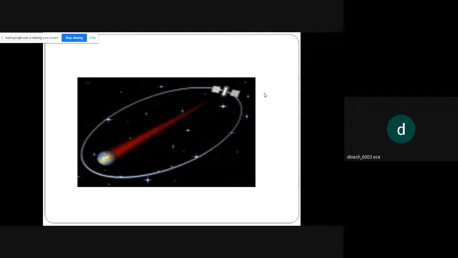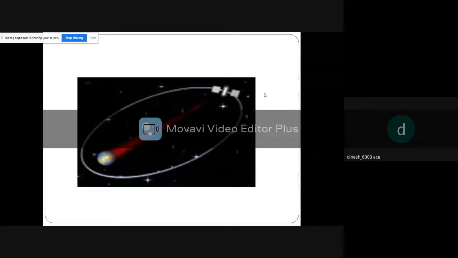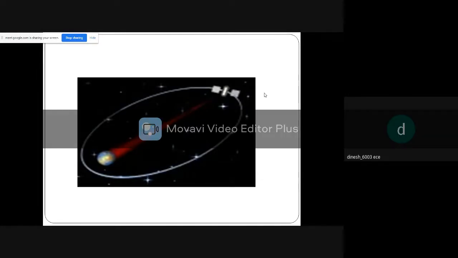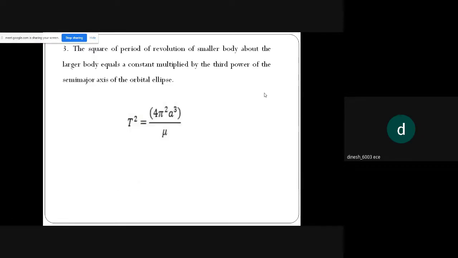And the area of coverage is as I had shown here. When the satellite revolves around the Earth for a specified time, for example 24 hours, the area of coverage at one point for 24 hours and the area of coverage at the other point for 24 hours would be the same according to Kepler's second law. So this is what the diagram shows: the satellite orbiting around the Earth.